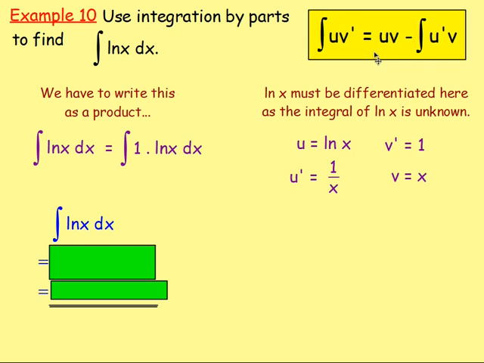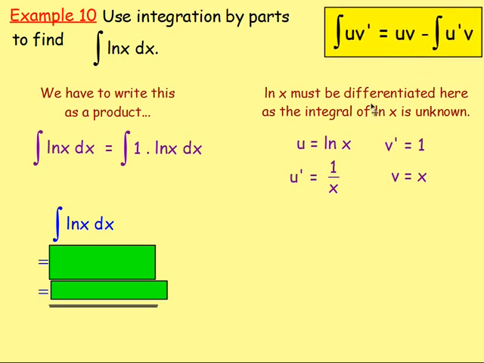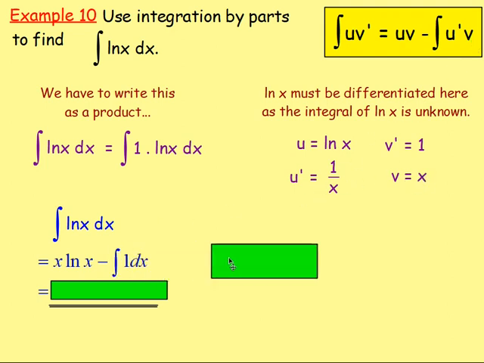From there then, using this funky wee formula, you've got u times v, so ln x times x. Just write that out as x ln x, so it doesn't look like ln x squared, because that would be totally wrong. You are then taking away the integral of u dash times v, and u dash is 1 over x, and you're timesing that by x. Well, you're dividing by x, you're timesing by x, so the x's will cancel out, leaving you just with the 1.